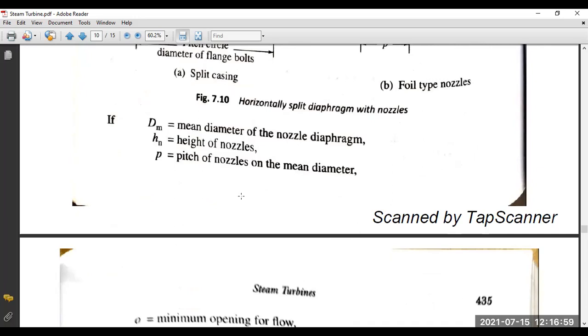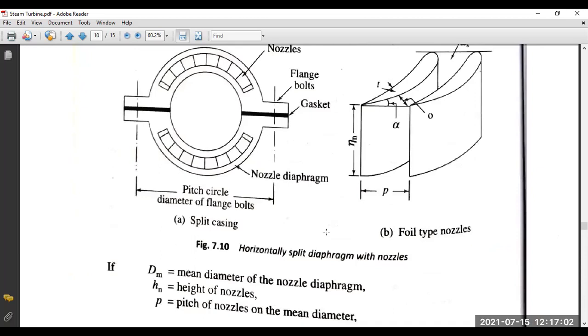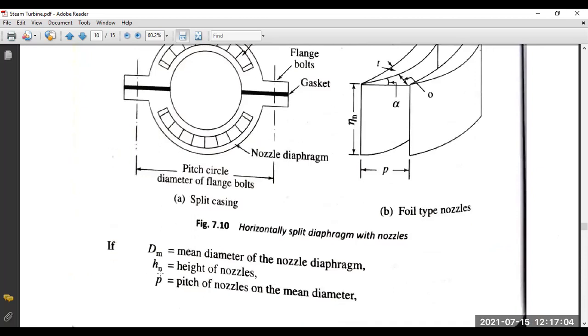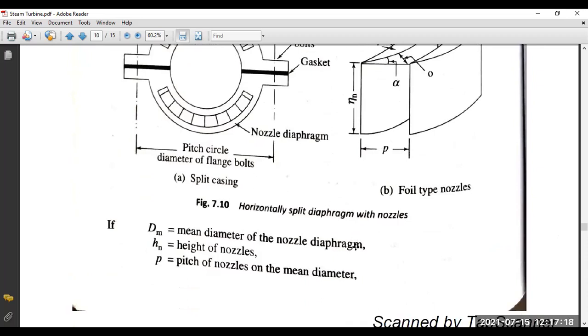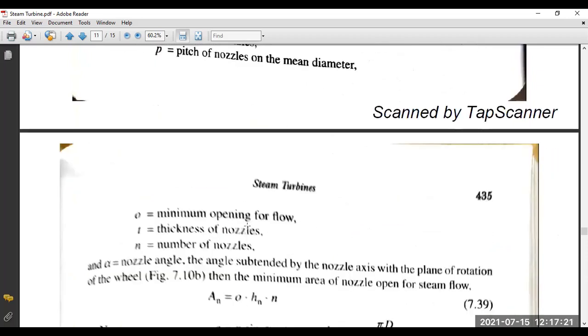Now, dm is the mean diameter of the nozzle diaphragm, hn is the height of the nozzles, alpha is the angle, and t is the thickness. p is the pitch of the nozzle on the mean diameter. How many nozzles are kept on this diameter itself? That is pitch, and b is the number of openings for flow. So how many nozzles we have, you have to calculate. And t is the thickness of the nozzles, and n is the number of nozzles.